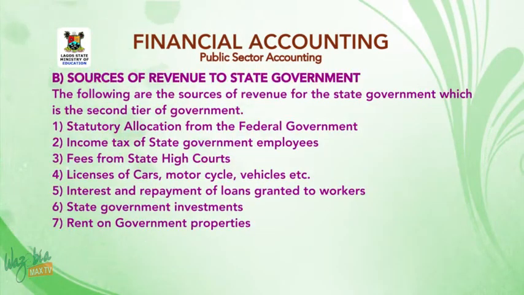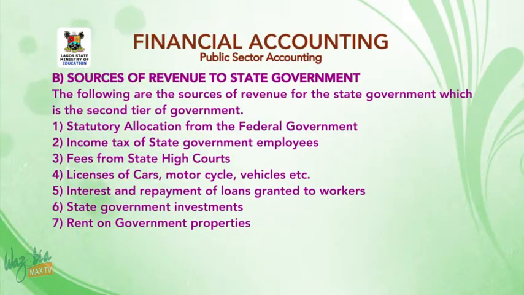B. Sources of revenue to state government. The following are the sources of revenue for the state government, which is the second tier of government. 1. Statutory allocation from the federal government. 2. Income tax of state government employees. 3. Fees from state high courts.